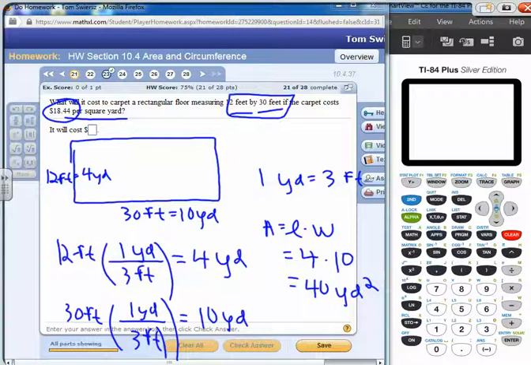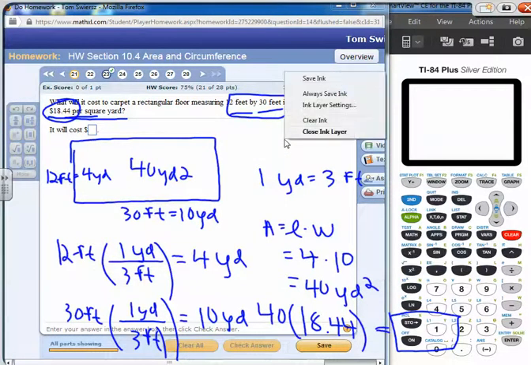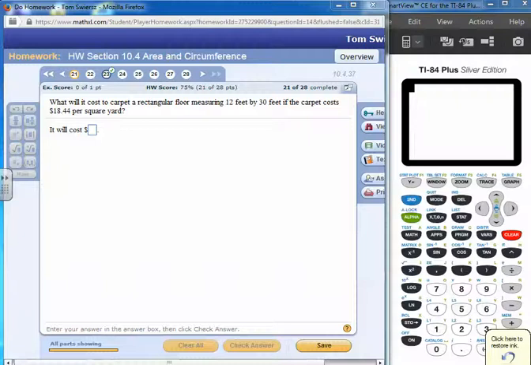So the total area is 40 square yards, and then we're going to take the number of square yards multiplied by the cost per square yard, $18.44, and that will give us our total cost, and we can do that on our calculator. So the total area, 40 square yards, times the cost per square yard, $18.44. Okay, we'll do that on our calculator, the last step.